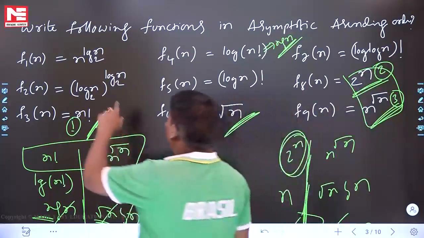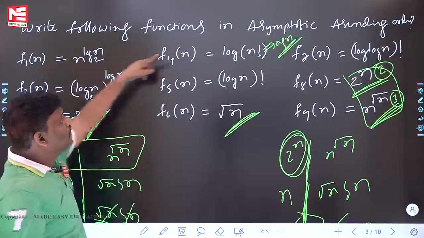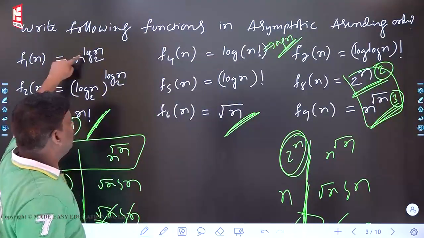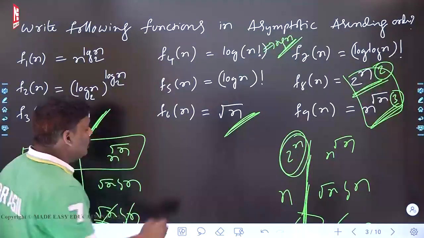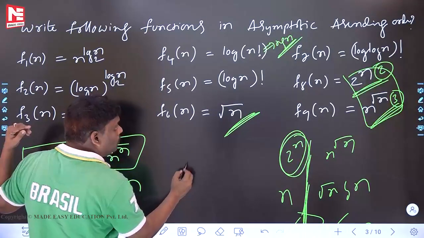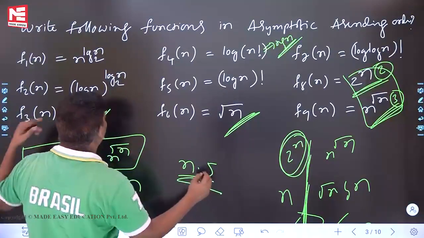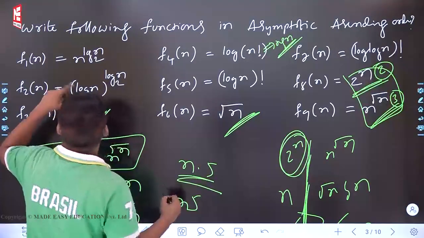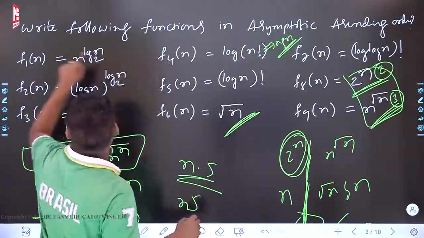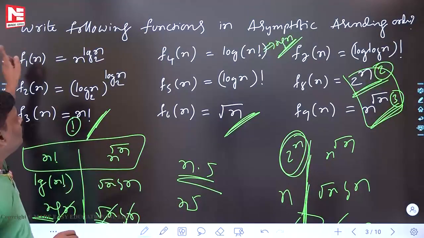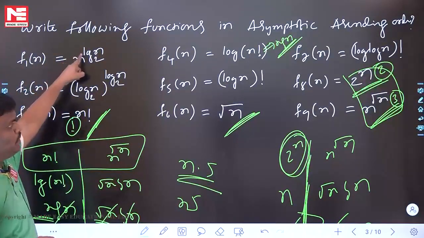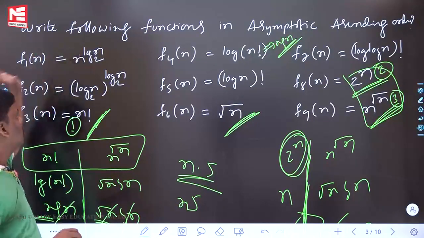Next one. What about n power log n? That is the n log n. This is the n power log n. Everyone knows n log n, right? See this one, n log n, n into log n. Suppose log n is 5, n into 5. But n power log n, n power 5. So comparing f1 and f4, who is bigger? F1 is bigger. Right, that is also okay.